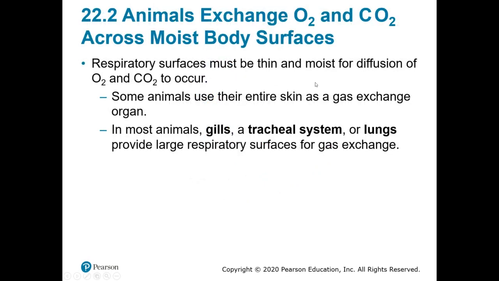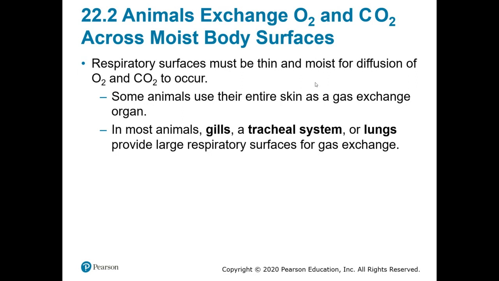All right, so respiratory surfaces must be very thin. We have to have a thin membrane that has to be moist, and we need that for diffusion of oxygen and CO2. Some animals use their entire skin as a gas exchange organ. You know, we think of amphibians. They absorb a lot of the oxygen they get through their skin. Other animals, like an earthworm, get all of their oxygen through their skin, right? And that's why they have to live in a damp environment.